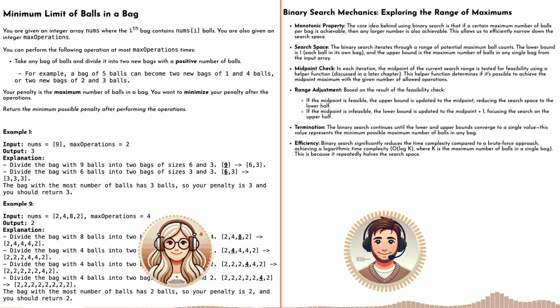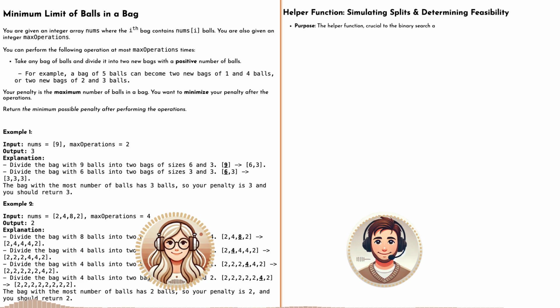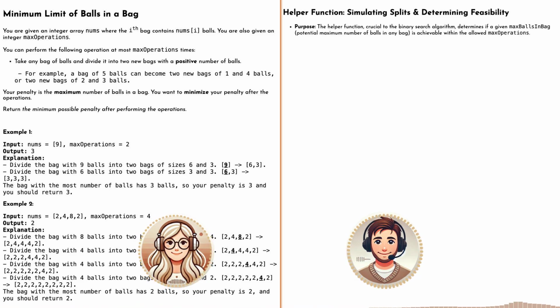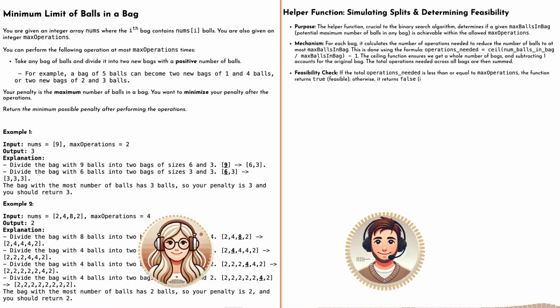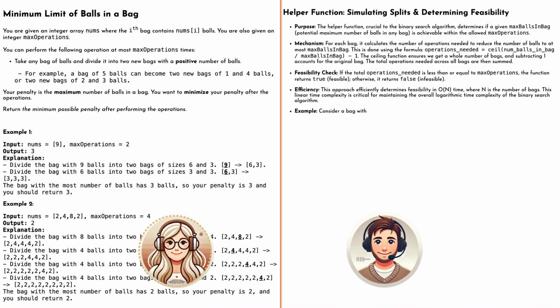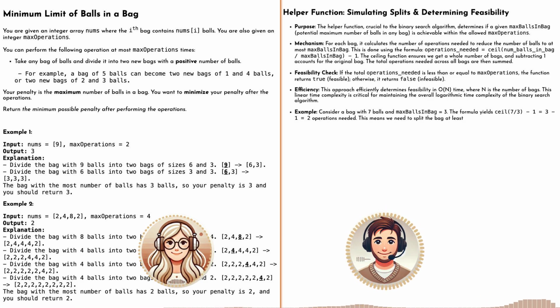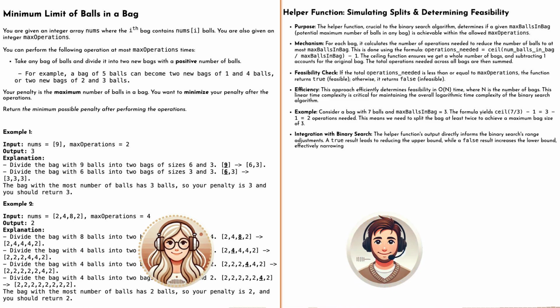Now that's where things get a little tricky, right? Yeah. How do we actually determine if that's even possible? It's not as simple as just dividing the total number of balls by the number of bags. Absolutely. And that's where we might need a helper function. A helper function. Intriguing. What does it do? It basically simulates the splitting process and checks if we can stay within those allowed operations. Oh, I see. So it's like a behind-the-scenes test run to see if our current maximum is even feasible. Exactly. Okay, I think I'm starting to get the bigger picture here. We're using binary search to efficiently explore different maximums, and this helper function is our way of checking if those maximums are actually possible. You got it.